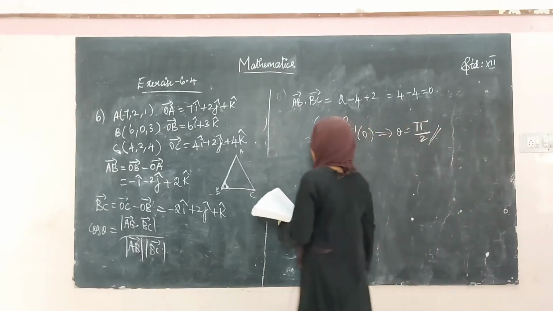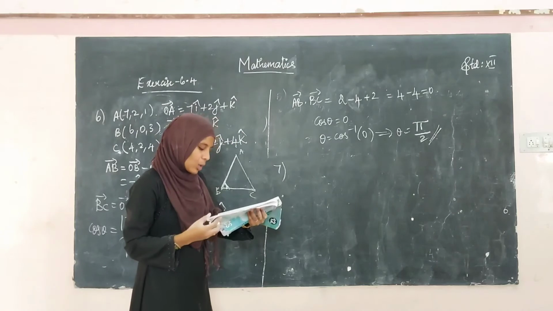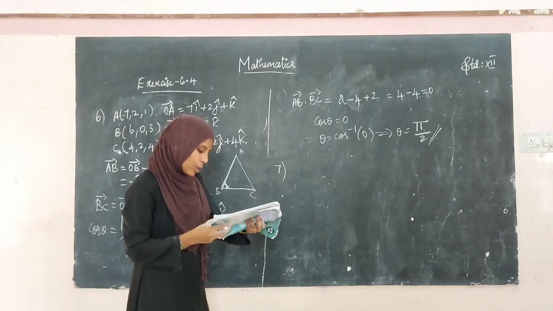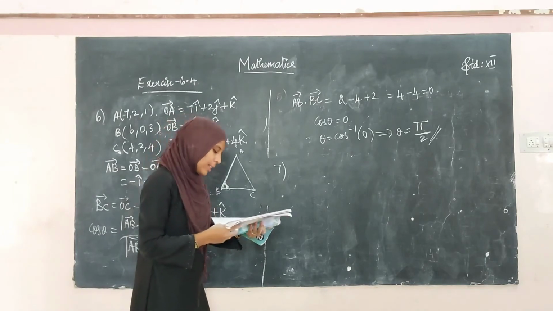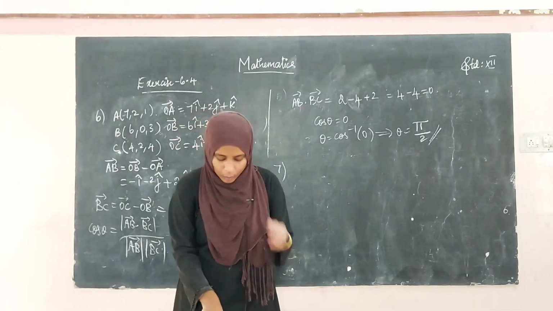Okay, see the 7th sum. If the straight line joining the points, they have given 2 points, is parallel to the line joining another 2 points, find the value of A and B. So we have to find the value of A and B.